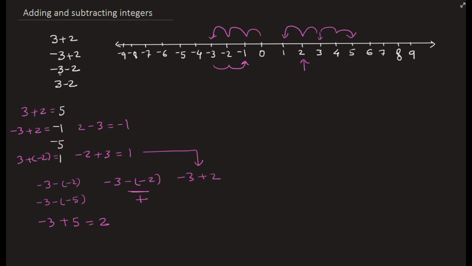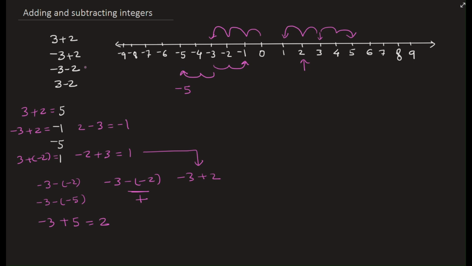And then I have negative 3 minus 2. So I locate negative 3 on the number line and, since I subtract 2, I move 2 units further to the left. The answer is negative 5.